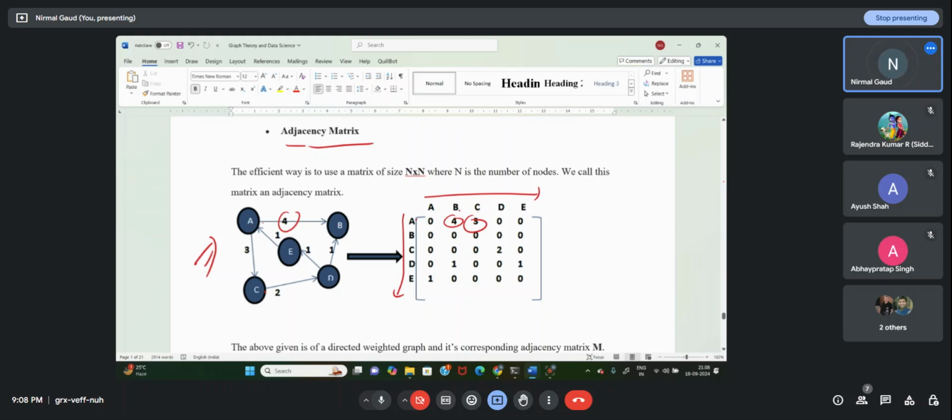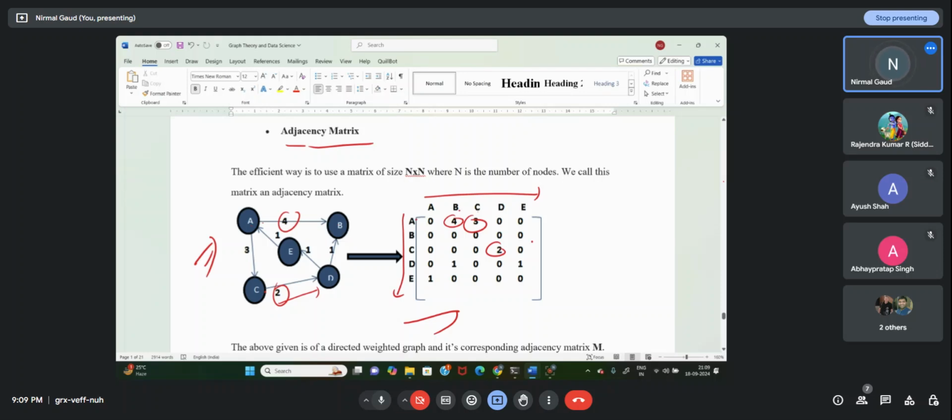Then B, okay, there is nothing outgoing from B. All are 0. C, in C to D, 2 is there. Okay, only 2. Rest all are 0. So if there is an outgoing edge, then only fill. For ingoing, do not fill. Only for outgoing. Okay, this is the adjacency matrix.